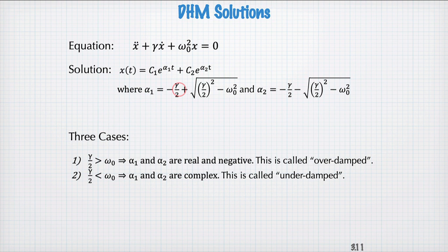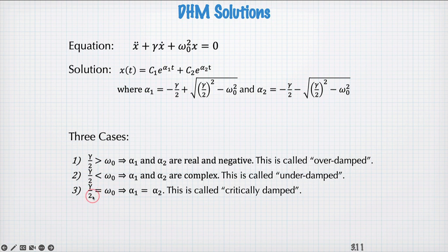The third case is kind of the pathological case, and that is when gamma on 2 is exactly equal to omega naught, which means that alpha 1 and alpha 2 are equal. This case is called critically damped. And in fact, in this case, we're missing a solution, because if alpha 1 and alpha 2 are equal, we only have one solution to the differential equation. We need to find a second one. So we'll deal with that case when we come to it and discover that we actually need to add a solution to deal with only this crazy pathological case.